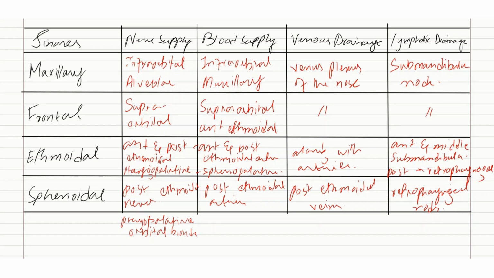So this was the anatomy of the paranasal sinuses. You may have seen in this video how close the sinuses and their openings are placed to the orbit and how easy it is for any infection to travel from these sinuses to the orbit.